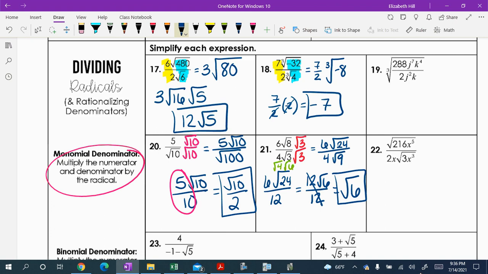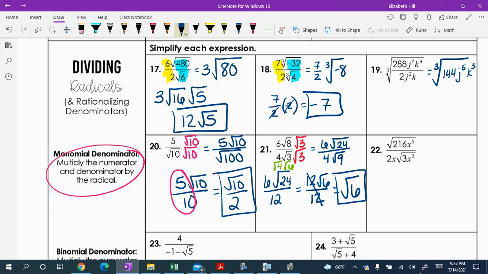For number 19 here, we can do all the simplifying right away first to make our life a little bit easier. So 288 divided by 2, that's going to be 144. J to the 7th divided by j squared, so that's j to the 5th. And k squared divided by k would be k to the 3rd. So just that right there worked out for us.